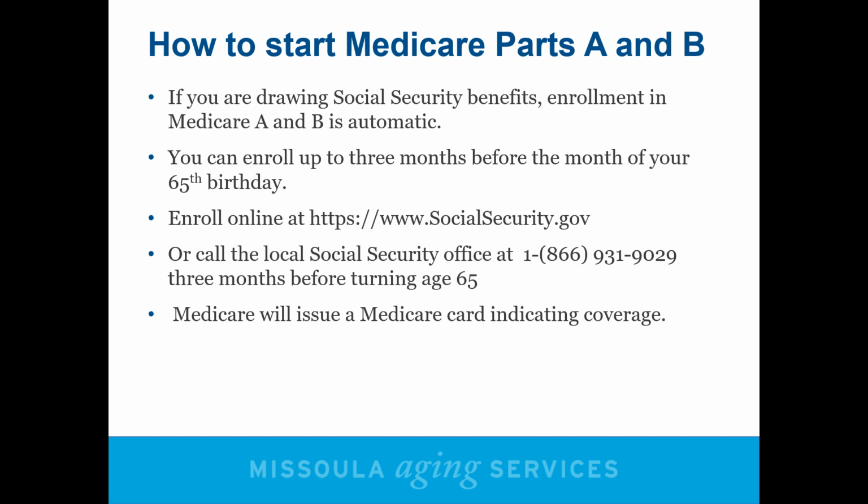How do you start Part A and B? If you're already drawing Social Security, your card will show up in the mail, and you don't have to do anything if you want to take those. You would only have to contact them if you wanted to forego a part of Medicare. You can enroll up to 3 months before your 65th birthday. You can do that online at socialsecurity.gov. You can also give them a call or go to a field office near you. But I would go ahead and try online first. That's usually going to be your quickest way to get that done.